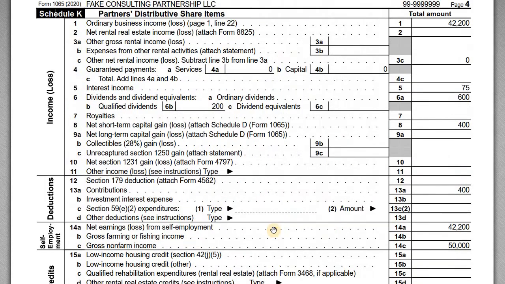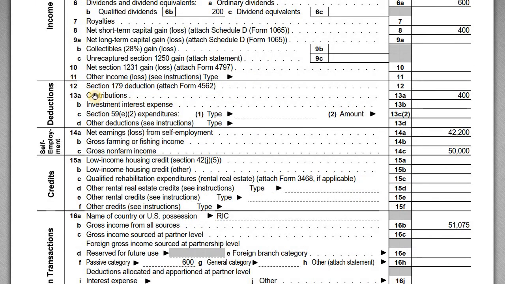And it is, yep, so it flows back there. $400 worth of gain, $400 reported on line 8. Pretty straightforward. And then line 13A, these are the charitable contributions. Recall, we saw this line item also on the Schedule K-1, right? The amount of charitable contributions allocated to the partner.